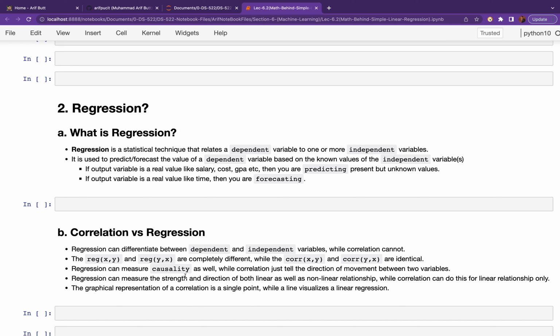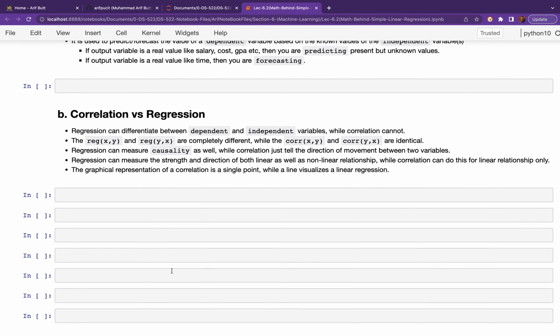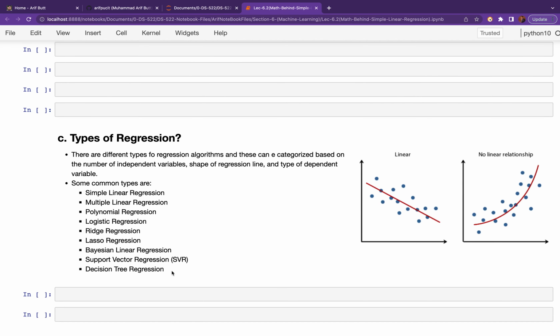Do go through these self-explanatory points that compare correlation with regression to have a clear understanding of the two. And let me move on to the types of regression. Types of regression algorithms can be categorized based on the number of independent variables, shape of the regression line, and the type of the dependent variable. Well, here is the long list. Some important ones are mentioned over here. And in today's session, we are going to do a scuba diving into the most basic one, and that is simple linear regression.